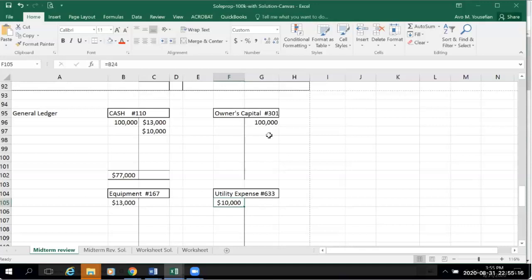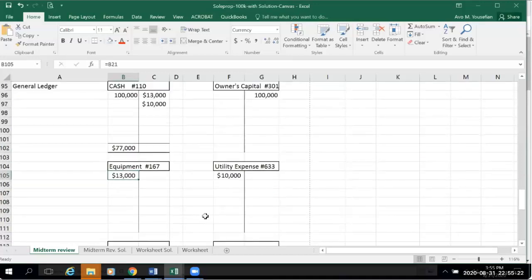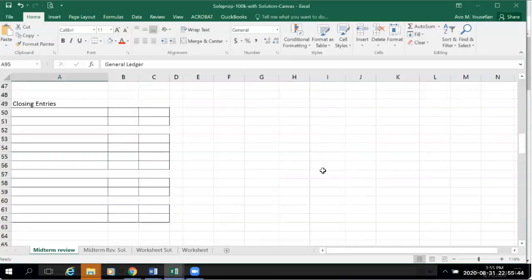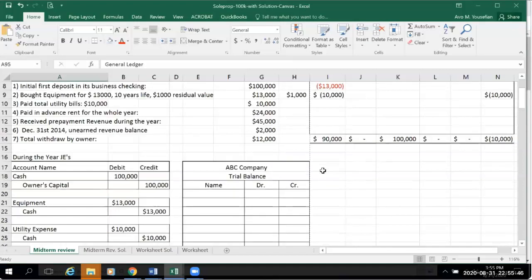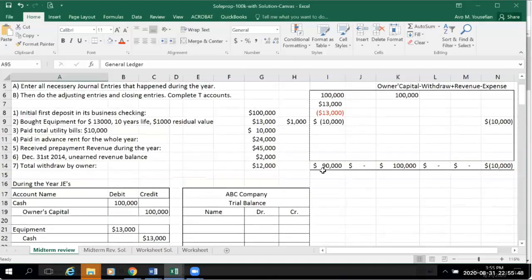$10,000. How much capital do I have? 100,000. How much equipment? 13,000. If I ask you at any moment how much you have in any of these accounts, you go to the general ledger, look at the balances and tell me right away. Same thing in QuickBooks. You go to the general ledger, look at the T account, and tell me how much you have in each account. That's what you do as a bookkeeper. We are doing bookkeeping right now. Do you enjoy it?